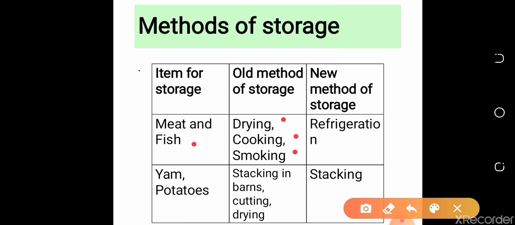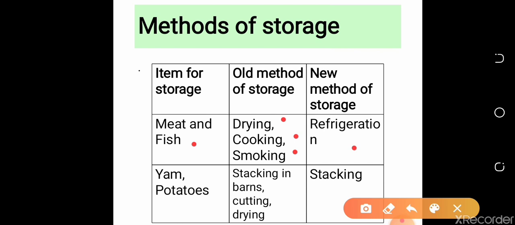But through the help of science, new ways to store our food items were developed, and now we can store our meat and fish in the refrigerator. Refrigeration is another method of storing fish and meat. All you need to do is wash them and put them in the fridge. The fridge must be cool, like I said, because it's the coolness of the fridge that helps to keep those food items in good condition.